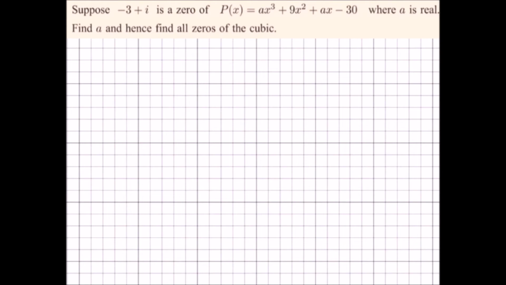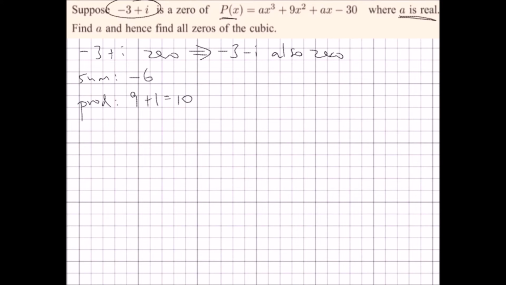First example: we've got negative 3 plus i is a zero, and our polynomial p of x is real, and therefore, if that's a zero, its conjugate is also a zero. So negative 3 plus i is a zero, that implies negative 3 minus i is also a zero. And those pair of zeros come from the one quadratic factor, so we work with the sum and the product of those zeros. The sum of the zeros is negative 6, the product of the zeros will be the sum of 2 squares, which will be 9 plus 1, which is 10.